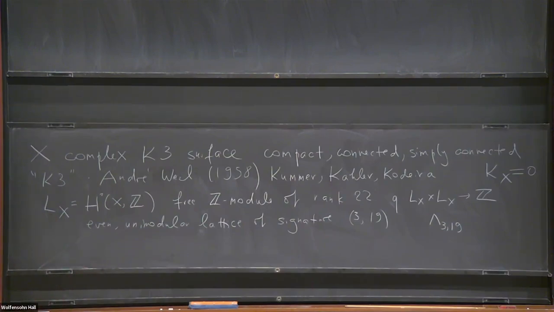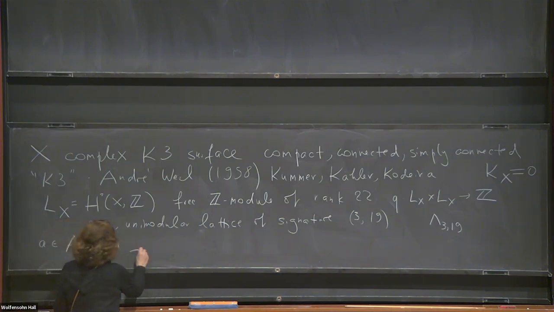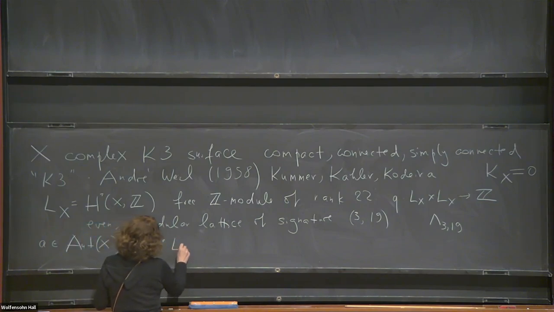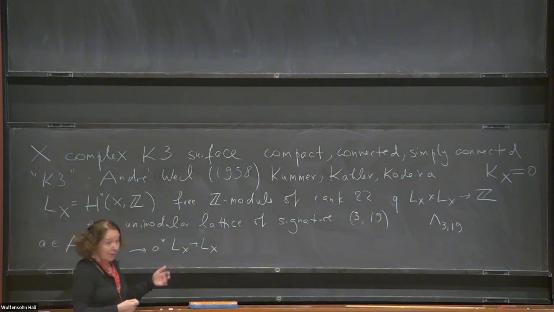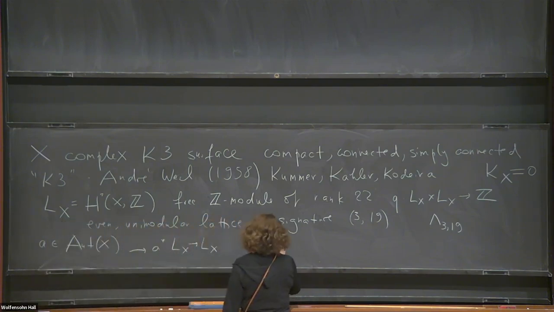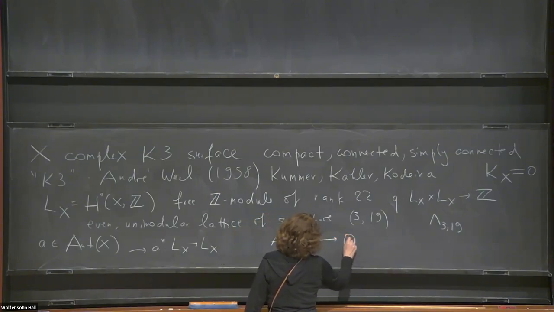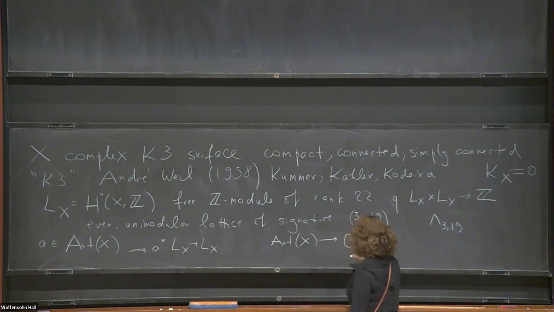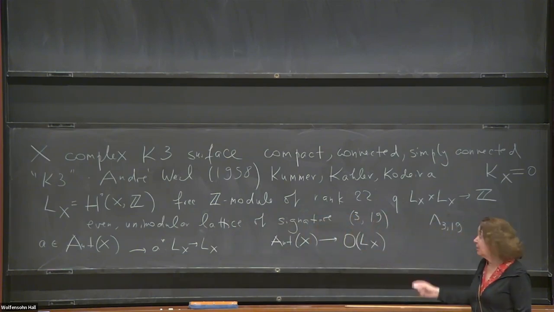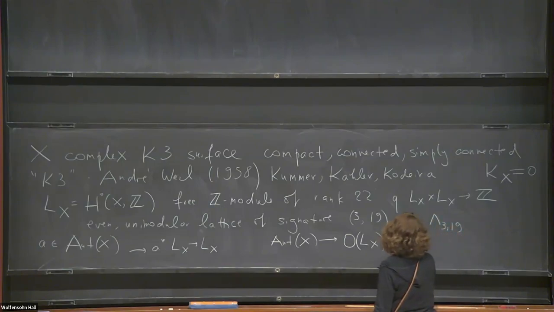So I will denote by Aut(X) the group of automorphisms of the surface. If a is an automorphism, then it induces a* from L_X to L_X, and it is an isometry of the lattice. Moreover, the map from Aut(X) to the orthogonal group of L_X, so of isometries of the lattice, is actually injective.